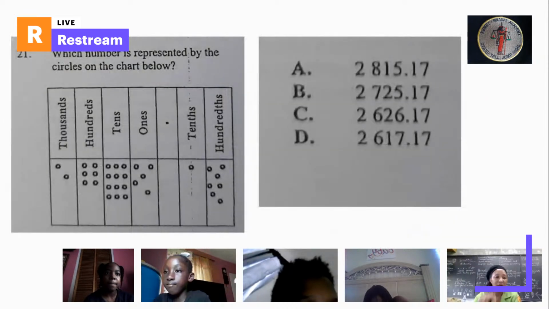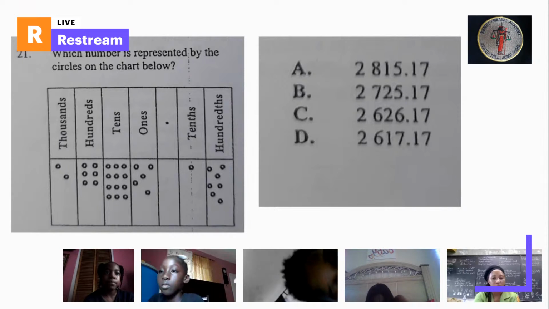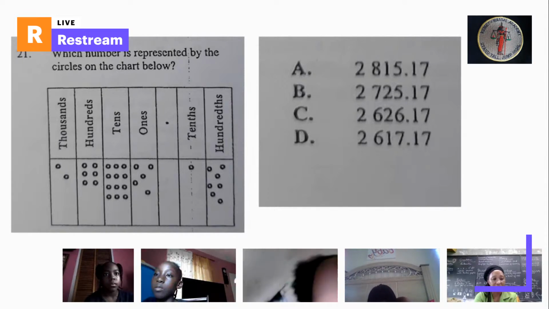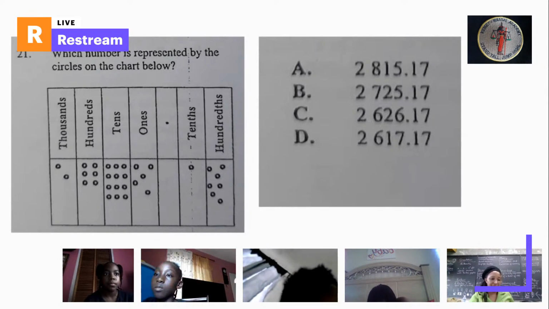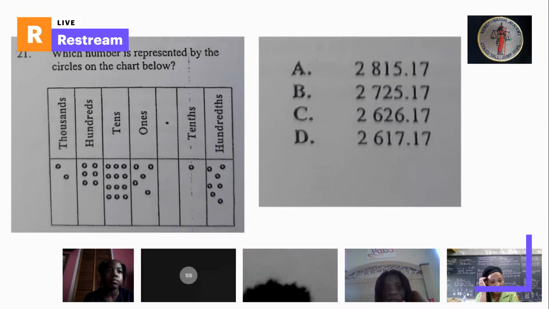Okay, so number 21 says, which number is represented by the circles on the chart below? So in the 1,000th place, we have 2 circles. 100th place, we have 6 circles. In the 10th place, we have 1, 2, 3, 4, 5, 6, 7, 8, 9, 10, 11, 12 circles. In the ones place, we have 1, 2, 3, 4, 5 circles. Which number are we looking at here?